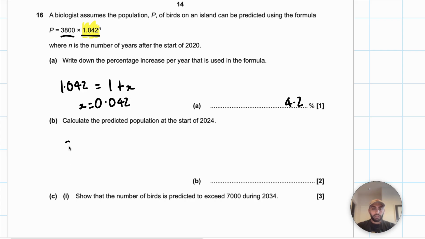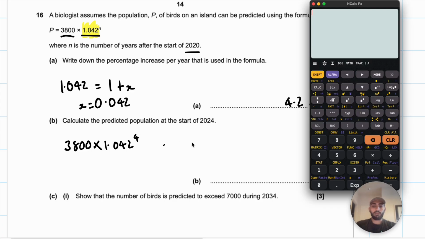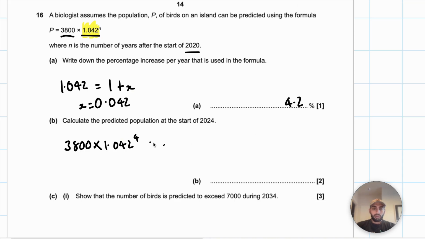So we're going to use this formula, 3,800 multiplied by 1.042, and this is going to be raised to the power of 4. Because we started in 2020 and we're aiming for 2024, there's 4 years between them, so that's why we raise it to the power of 4. So 3,800 multiplied by 1.042 to the power of 4, which is 4479.8. So I'm going to round this one down because it's not going to reach 4480.